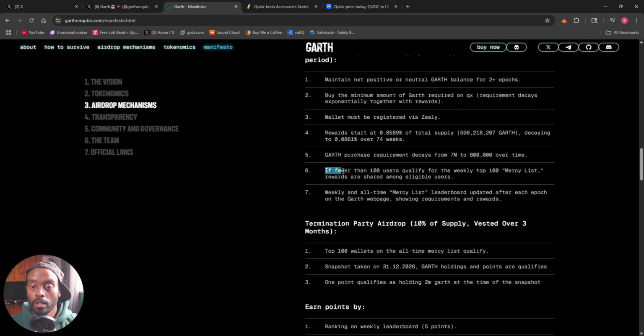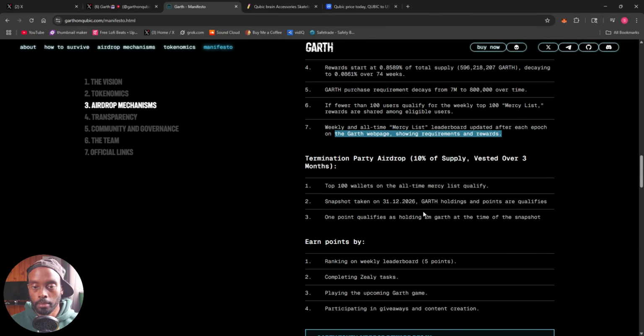If fewer than 100 users qualify for the weekly top 100 mercy list, rewards are shared among eligible users. That sounds fair. So they're planning for not enough qualifiers, which is pretty cool. That's a plus. Weekly and all-time mercy list leaderboard is updated after each epoch on the Garth webpage, showing requirements and rewards. I think that was that list we saw earlier.